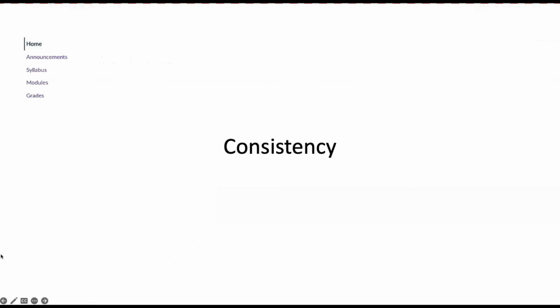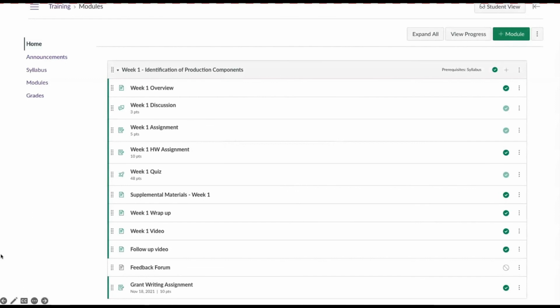Consistency is another really important thing when you're designing a course. The great part is all you have to do is really do the structure once, and then you're just replicating at that point. Meaning, in week 1, for example, you can see that there's a certain structure where there's an overview, a discussion, an assignment, maybe materials, a wrap-up, some videos, all sorts of different things.